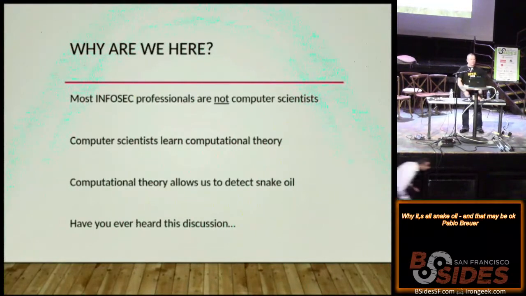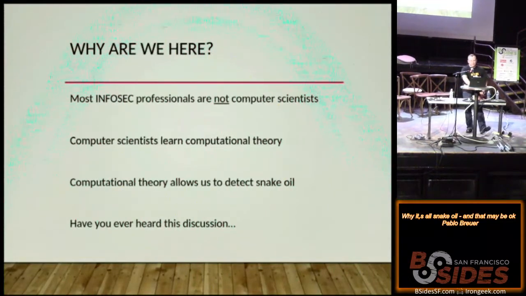So why are we here? We're here because, frankly, most InfoSec professionals are not computer scientists. They just kind of fell into it, or they were enthusiasts. Some have some formal education, some not. But computer scientists get a lot of computational theory, and computational theory allows us to detect snake oils.